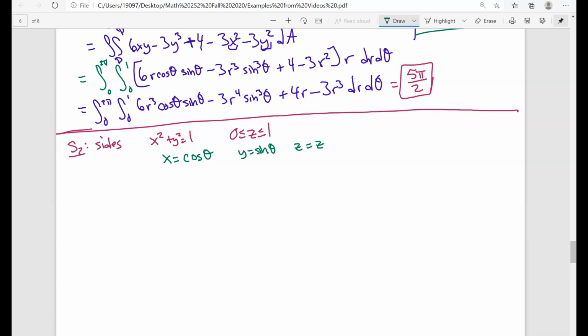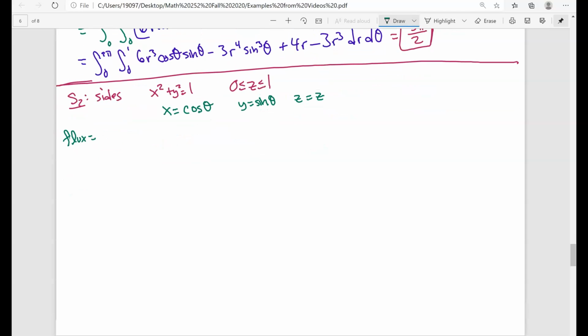Okay. And remember to find the flux with something that is parameterized a little differently, you've got to take the double integral over the region D of F, and then I'm going to have to dot it with the cross product of both of the vectors. In this case, it's going to be theta and z. Okay, so I'm going to have to do that. Okay, so let's go ahead and take the cross product.